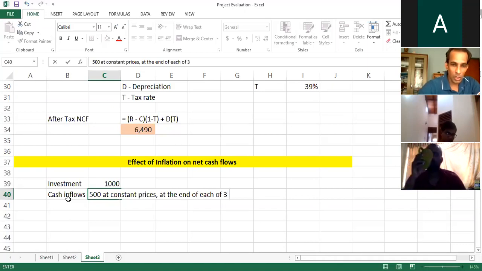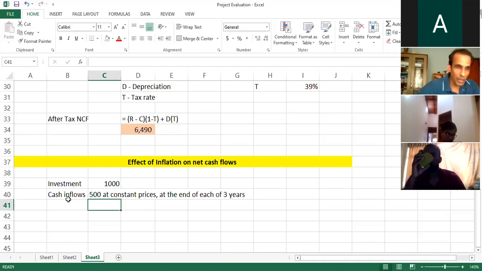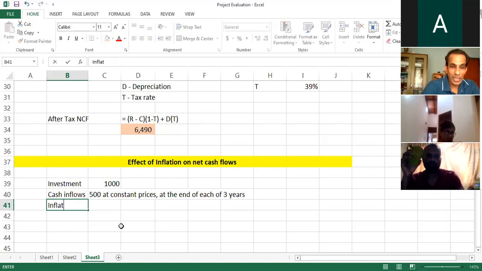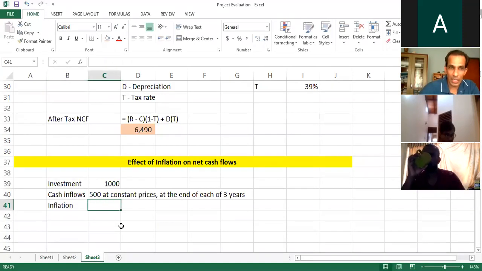Now, these details are given. Then what else is given? Prices are expected to increase at the rate of 10%. What is this 10%? The 10% is the inflation. Inflation is 10%.